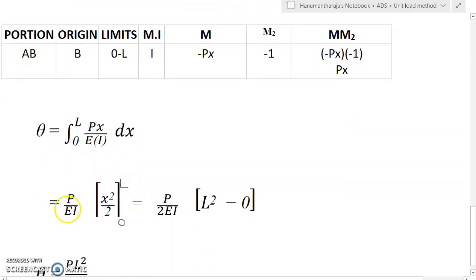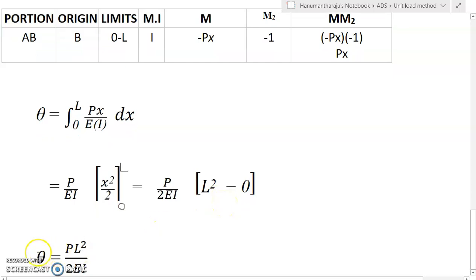P by EI is constant. Integration of x dx is x square by 2. Limit is 0 to L. Apply the limit. L square minus 0. The slope at the free end will be PL square by 2EI. This is how to find the slope and deflection by unit load method. Thank you.